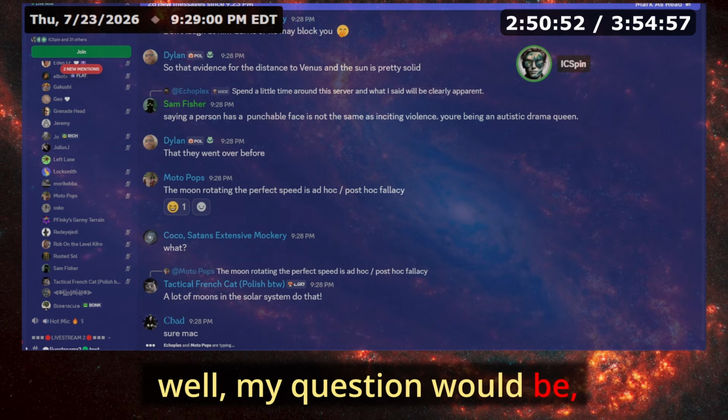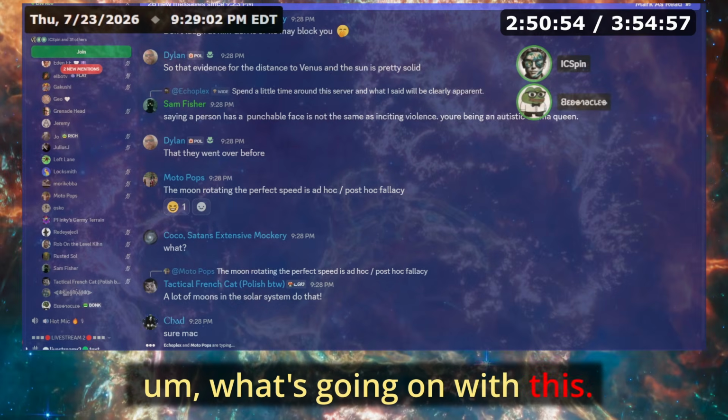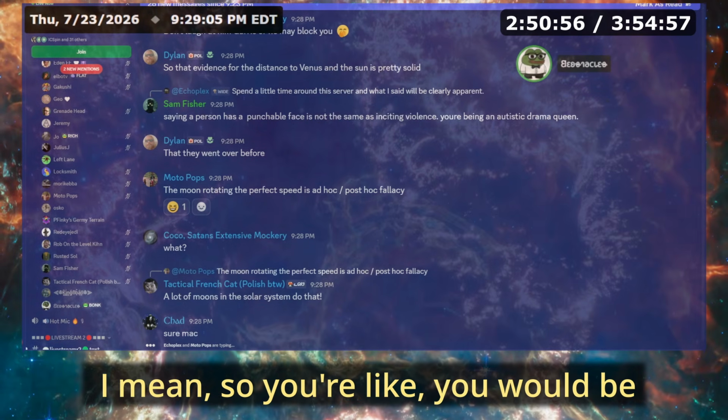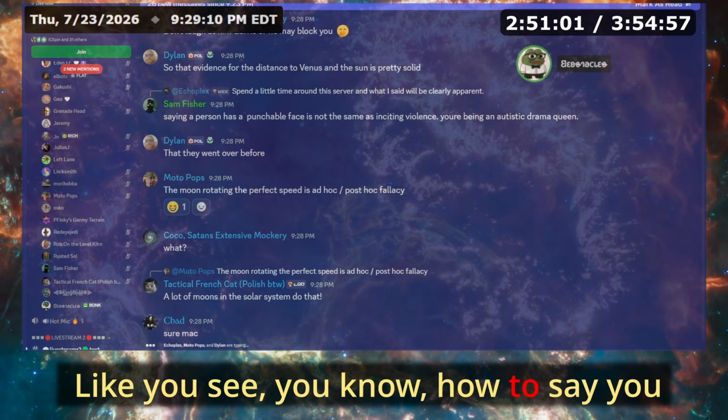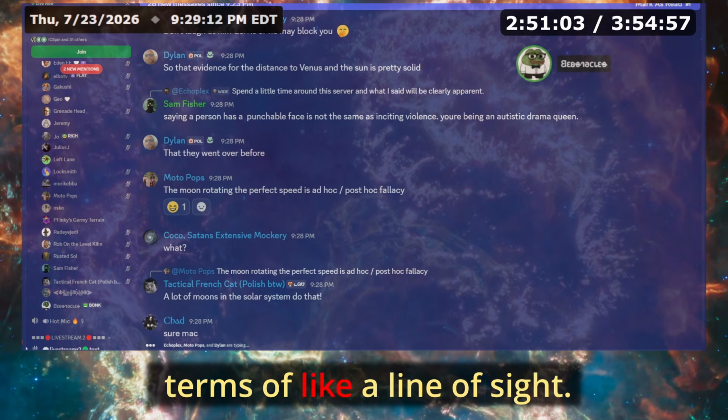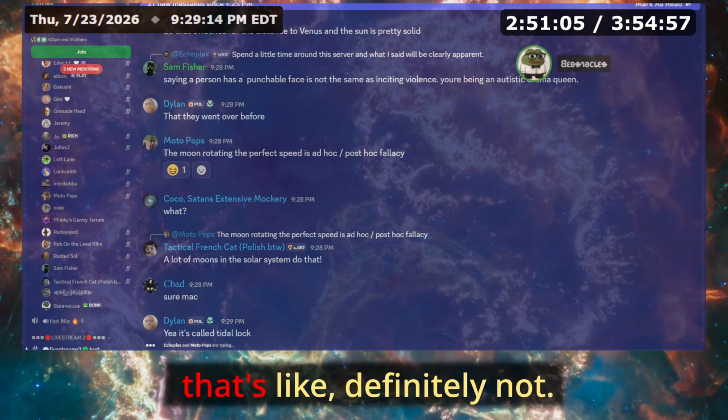Well, my question would be, what's going on with this? It's an AE map, though. I mean, so yeah, you would be seeing in arcs, right? Like you know how you drew straight lines in terms of a line of sight. That's not how. That's definitely not.